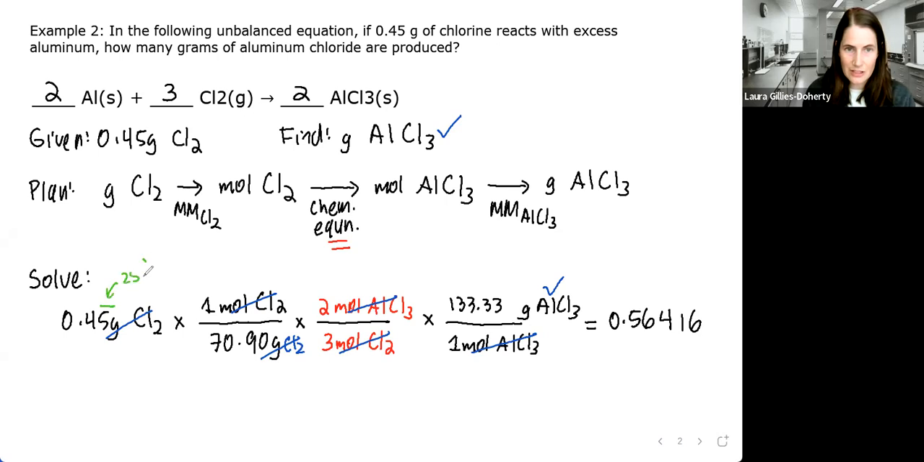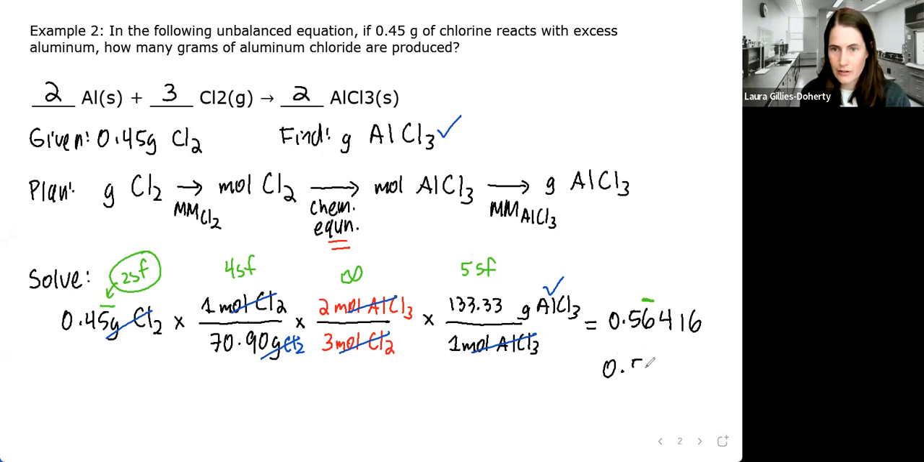We need to, of course, go back and do our final sig fig check. So we've got 2 sig figs in our starting value. We've got 4 sig figs in the molar mass of chlorine. Mole to mole conversions are infinite sig figs. We have 5 sig figs in our molar mass of aluminum chloride. So our final answer is going to be limited to 2 sig figs. So for our final answer, we get 0.56 grams of aluminum chloride.